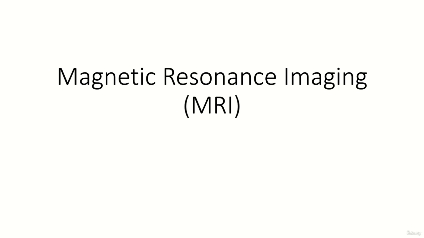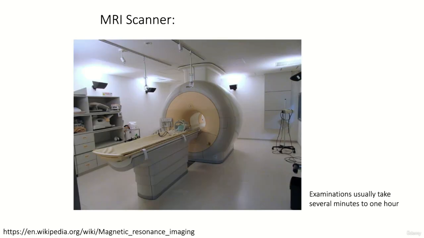At first, let us take a look at the setup. This is what an MRI scanner looks like. From the outside, it is not much different from a CT scanner. You again use an examination table which moves the patient forth and back through the tube. However, MRI examinations take several minutes to hours in extreme cases. Therefore, they are not suitable for emergency medicine.